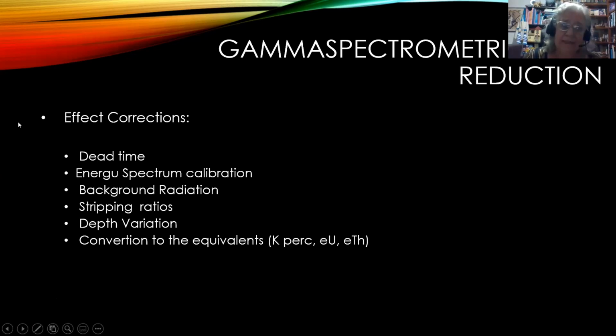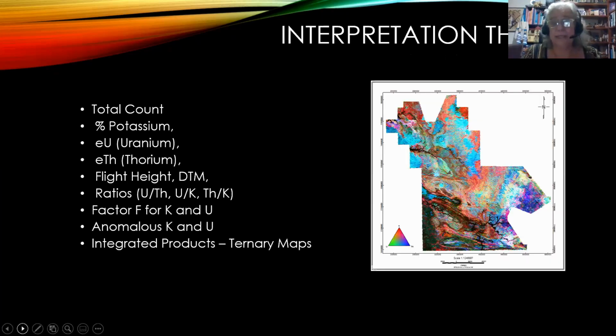So you apply the corrections to the data: time, energy, spectrum calibration, background radiation, stripping ratios, depth variation, conversion to the equivalents, potassium percent, and uranium and thorium equivalent. And then you generate several interpretation terms, like using the total count, the percent potassium, the equivalent uranium, equivalent thorium, flight height, very important because of the mobility of the elements. And you also use the ratios: uranium/thorium, uranium/potassium, thorium/potassium.